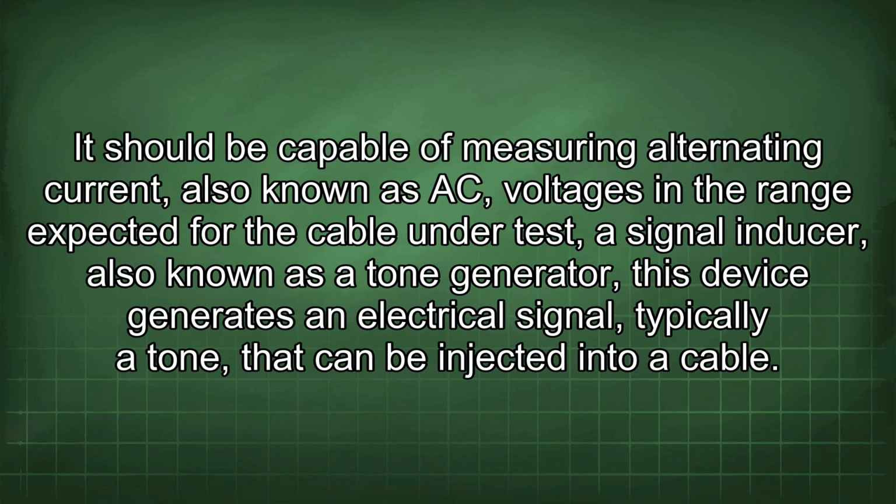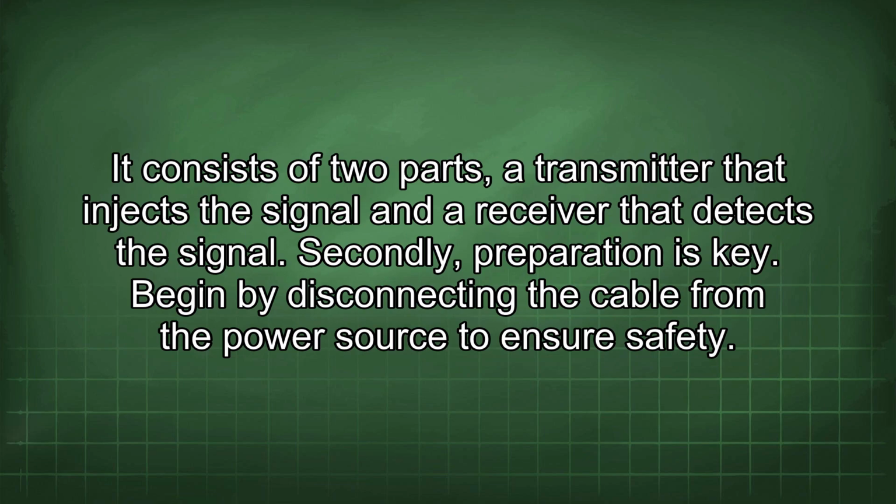It should be capable of measuring alternating current, also known as AC voltages, in the range expected for the cable under test. A signal inducer, also known as a tone generator. This device generates an electrical signal, typically a tone, that can be injected into a cable. It consists of 2 parts, a transmitter that injects the signal and a receiver that detects the signal.